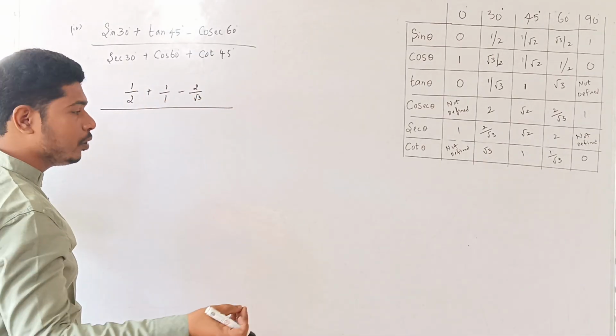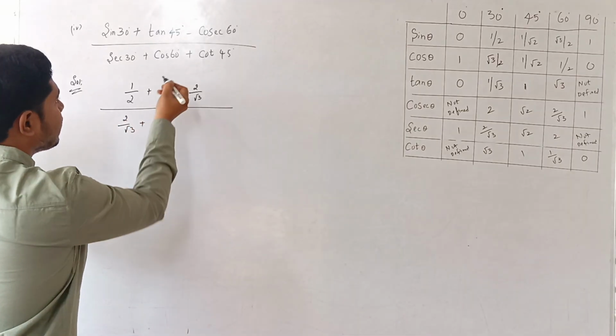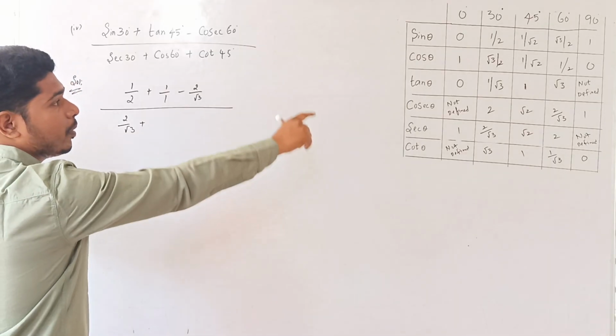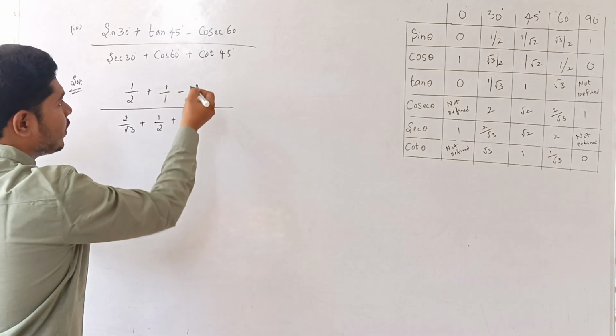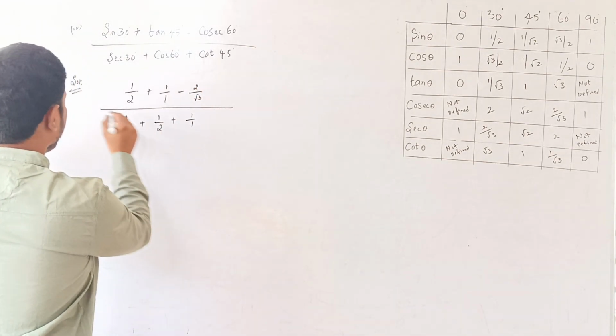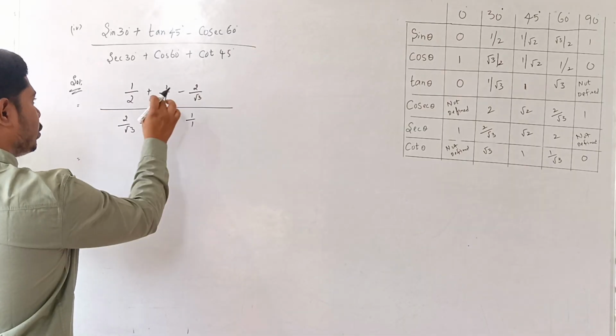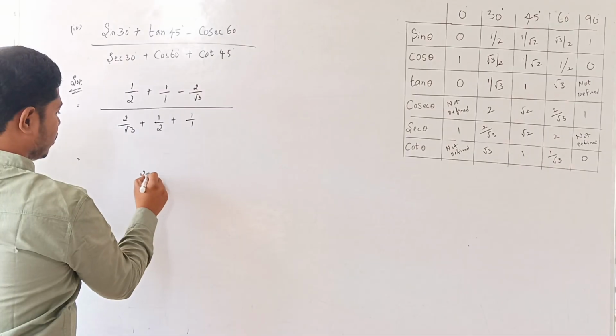Secant 30 is 2 by root 3, plus. What is cos 60? Cos 60 is 1 by 2, plus. What is cot 45? Cot 45 is 1. I will write 1 by 1. Now I have to do LCM in the numerator and denominator. The LCM of the numerator is 2 root 2.